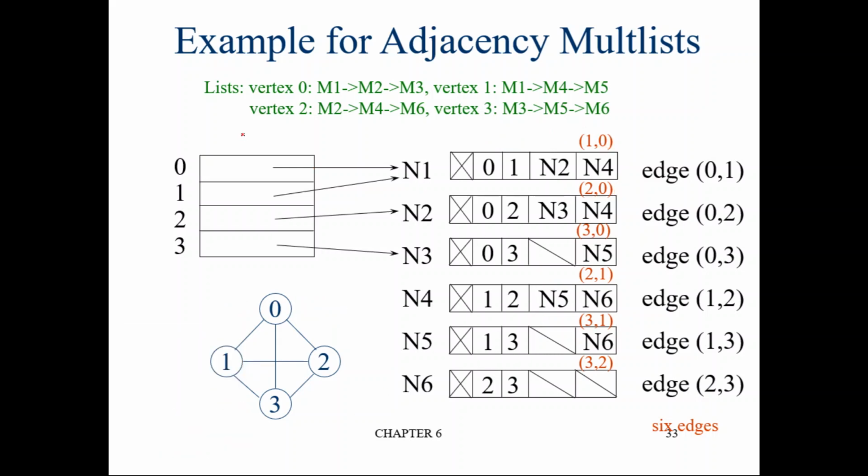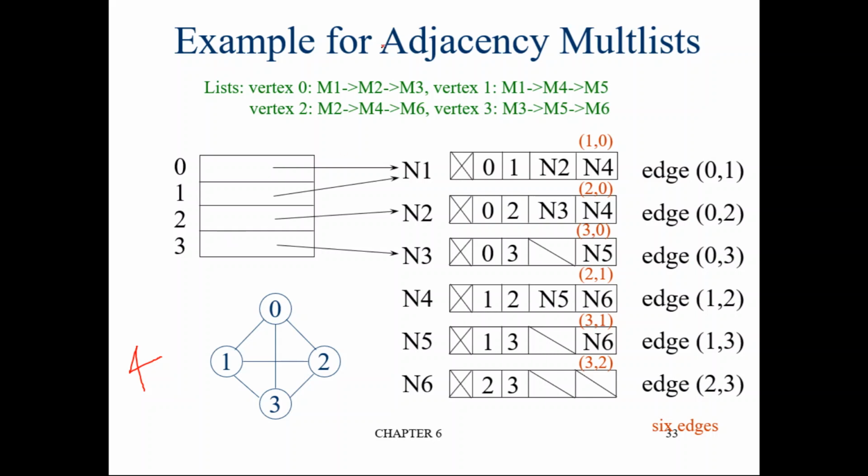So now you have to first create an array of pointers. The size of the array will be equal to the number of nodes. Here we have how many nodes? 4 nodes. So there are 4 pointers, right?